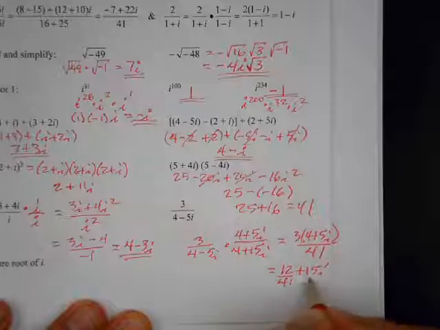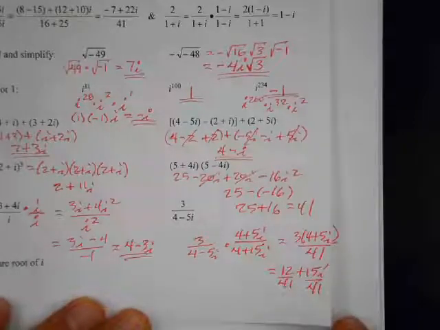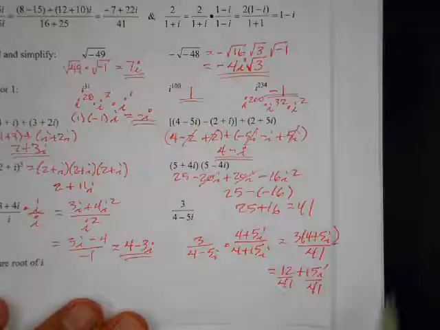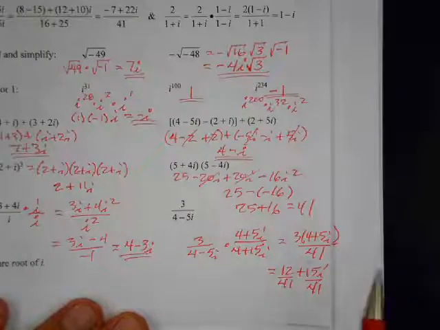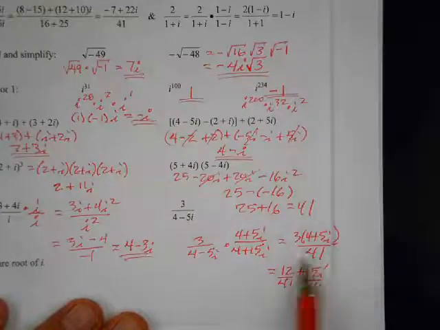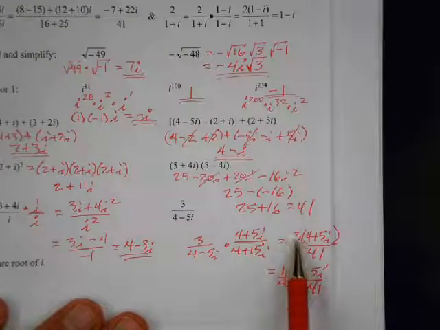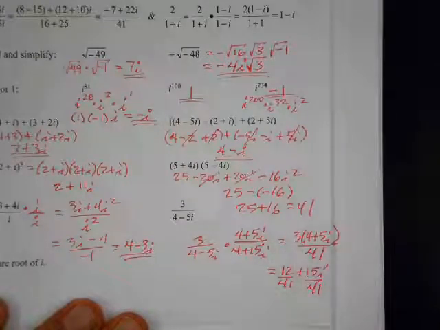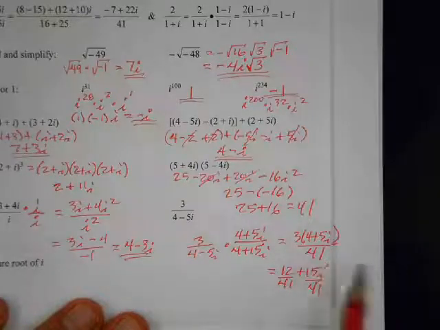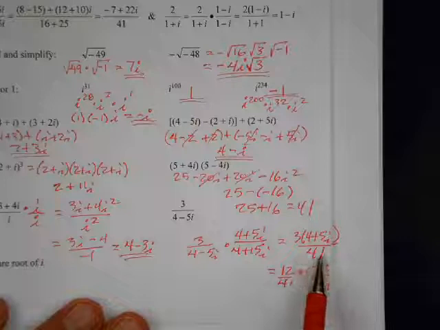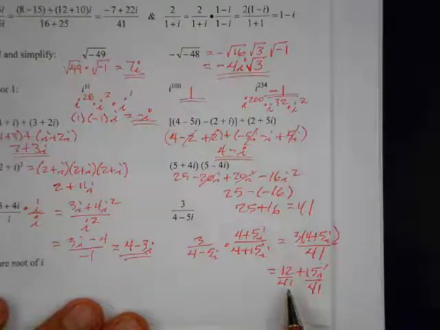Now, one thing to check is if the denominator and whatever factor is out here, I could do some canceling. In this case, I can't. 12 and 15 don't go into 41. But let's say that that had been 42. Then I could have canceled the 3 with the 42. And I would have had 4 over 14 and 15 over 14 instead.